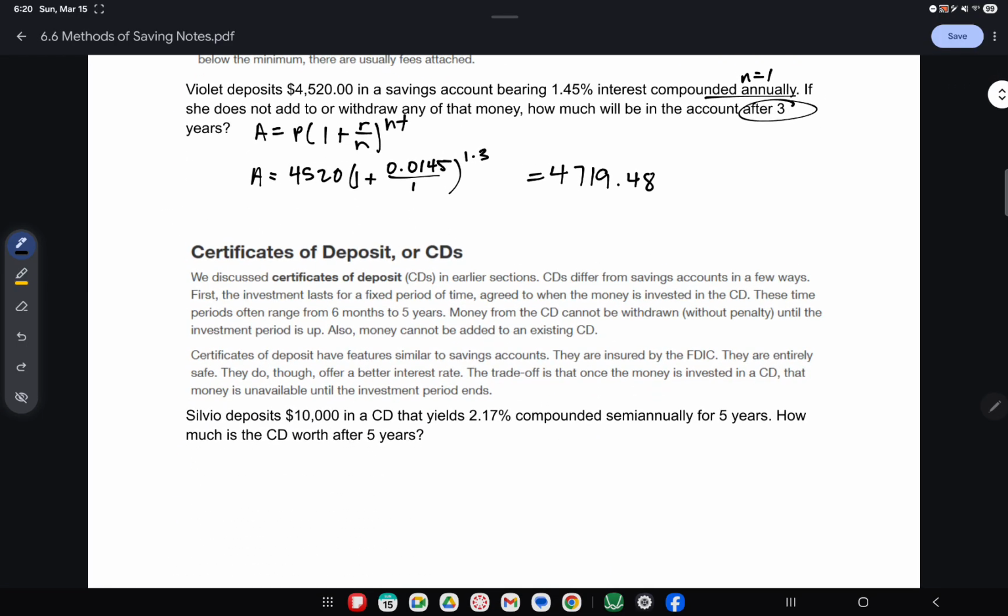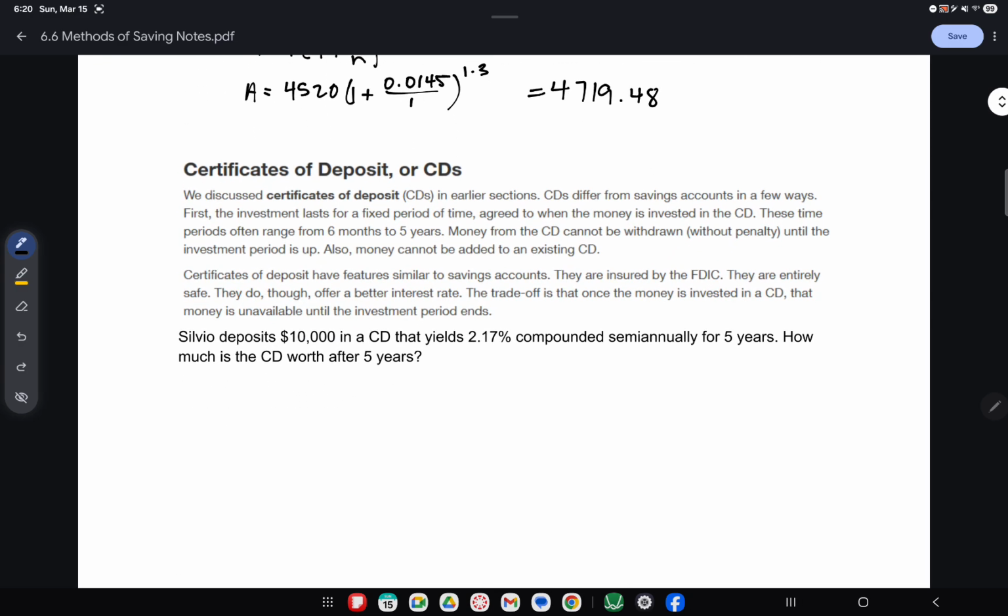Here's something that might be new. So certificates of deposit, so maybe you've heard them called CDs. This is a different kind of savings. So it's an investment that lasts for a fixed period of time, and then it's agreed to when the money is invested into the CD. So you could go say, hey, I'm going to buy a $50 CD, and I want one that's 5 years, 20 years, whatever the case may be.